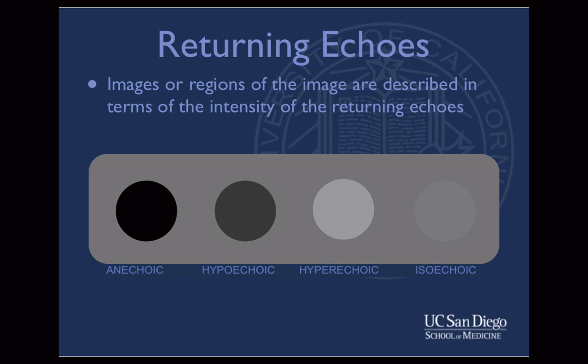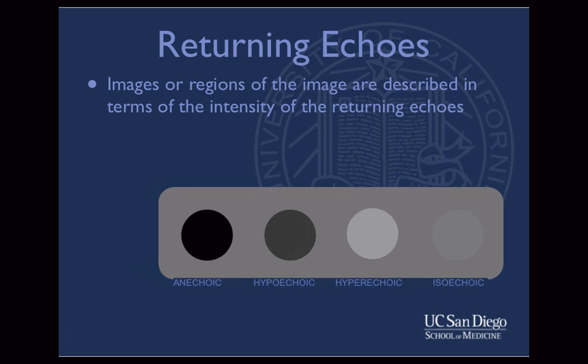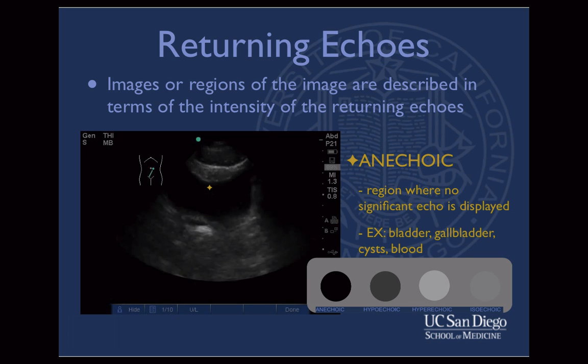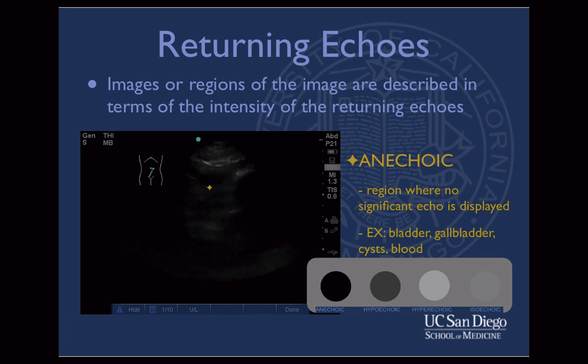Images or regions of the image are described in terms of intensity of the returning echoes. A region that is anechoic displays no significant echoes and appears black on the screen. Oftentimes, anechoic structures are fluid-filled organs.